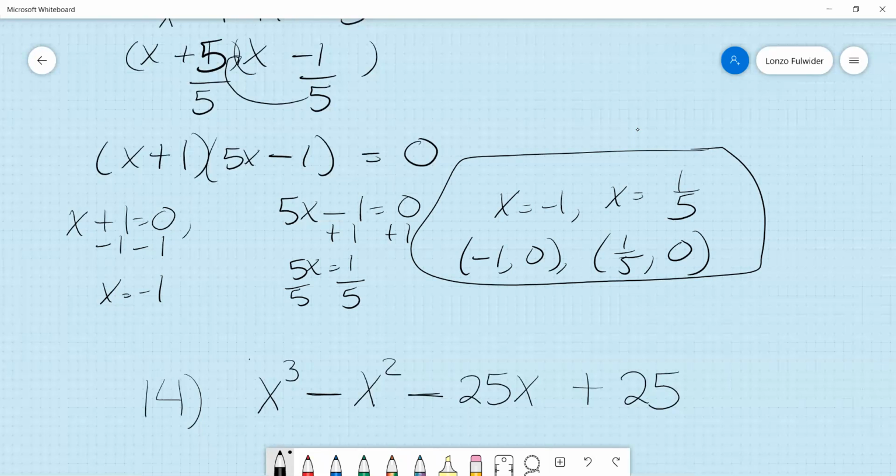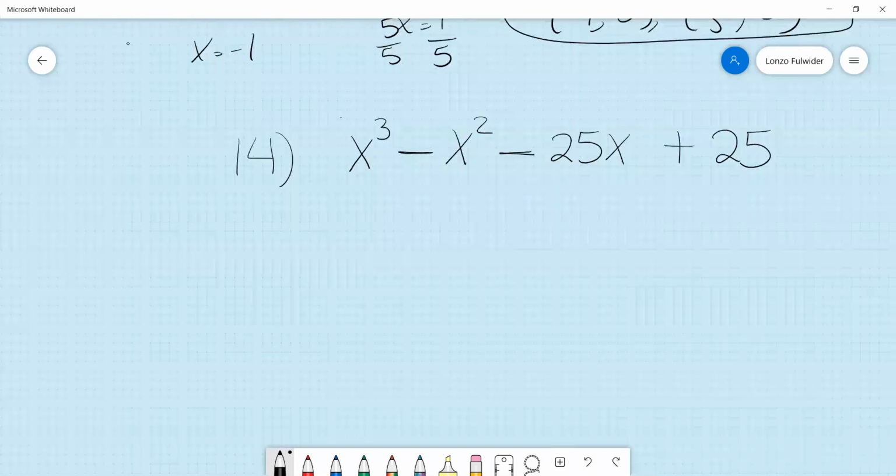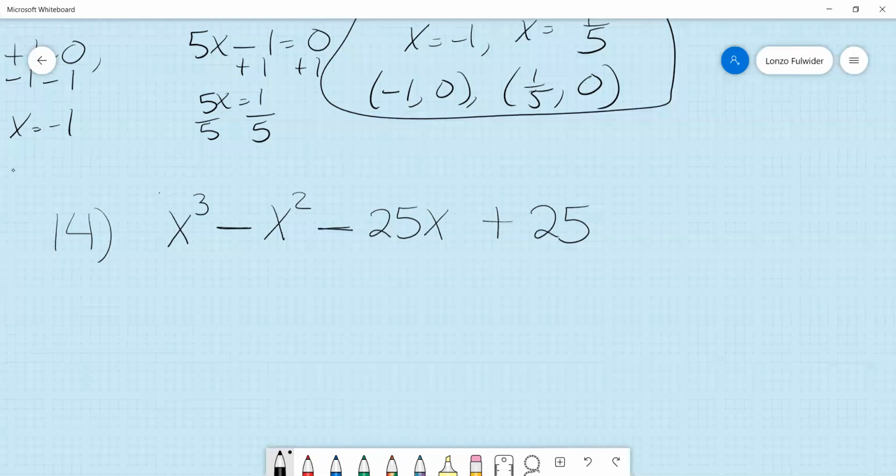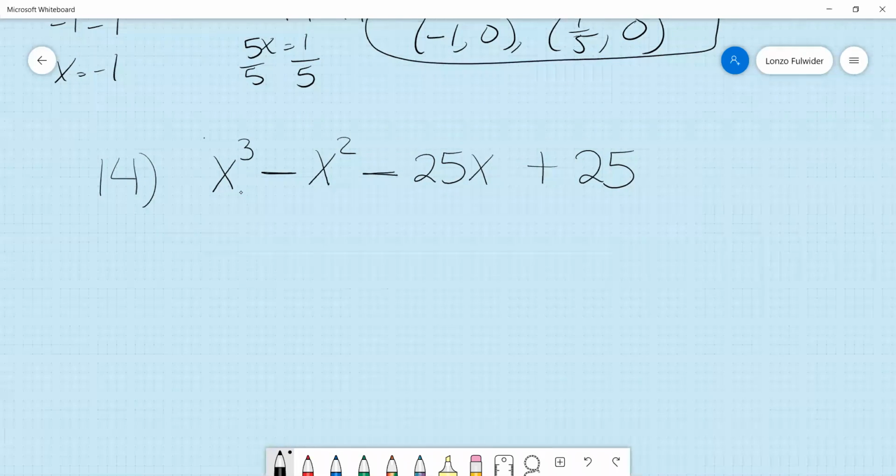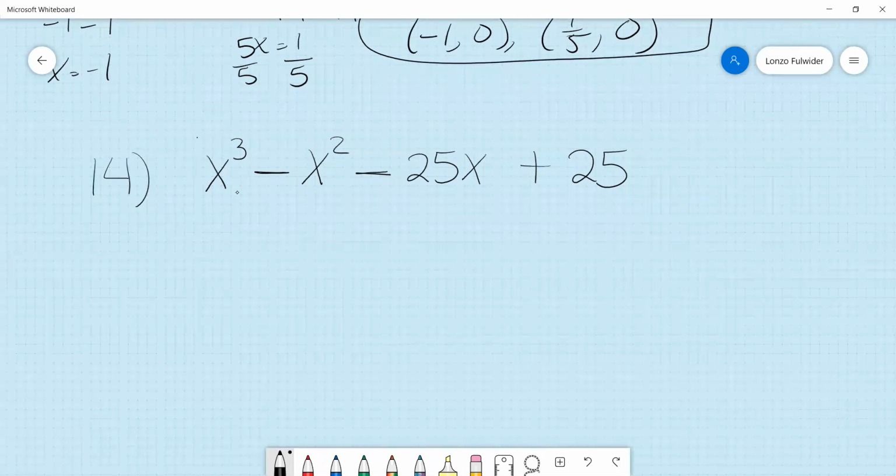Okay, number 14. We've got to find the zeros for this polynomial. Now, we're not going to use bottoms up factoring. You know why? Because we don't have 3 terms. We have exactly 4 terms: 1, 2, 3, 4. So when you have 4 terms, there's a special rule. You can try what's called grouping by factoring.